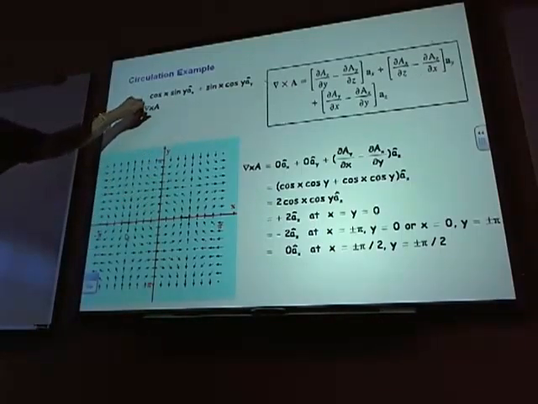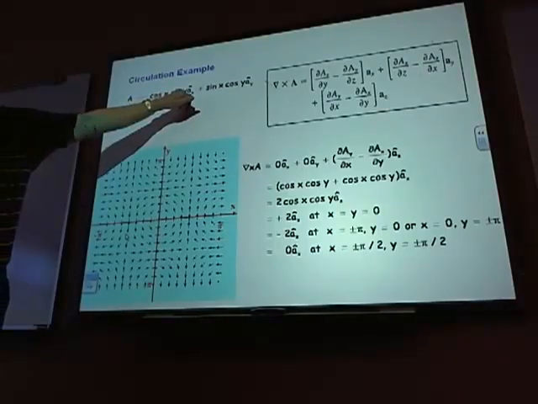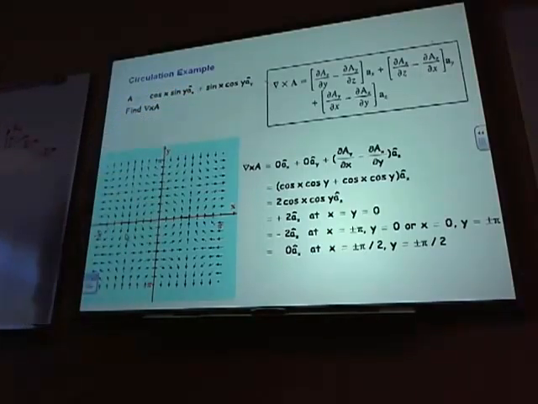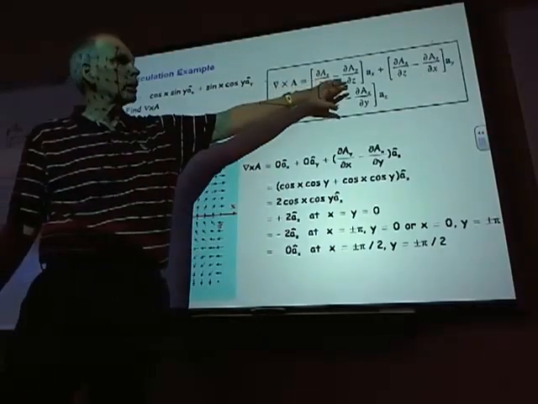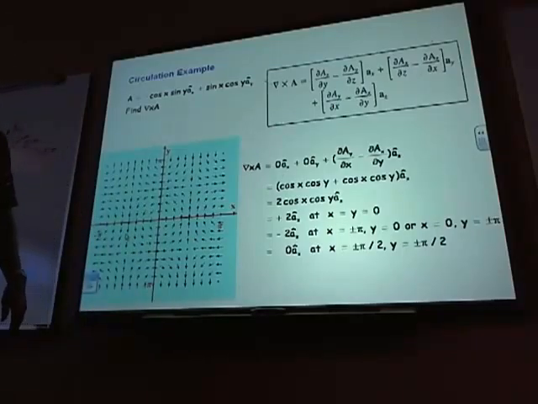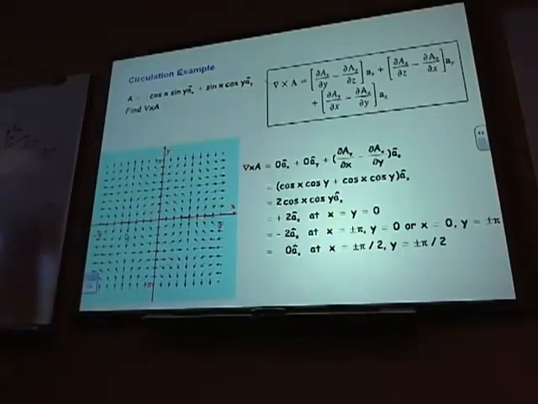Now here's a vector A, equal to minus cosine x, sine y, a sub x. And what we want to do is find the curl of that vector. And these are those equations. We just looked at how they were derived. So I'm going to take the derivative of each one of those and put it in there. That's all I do.